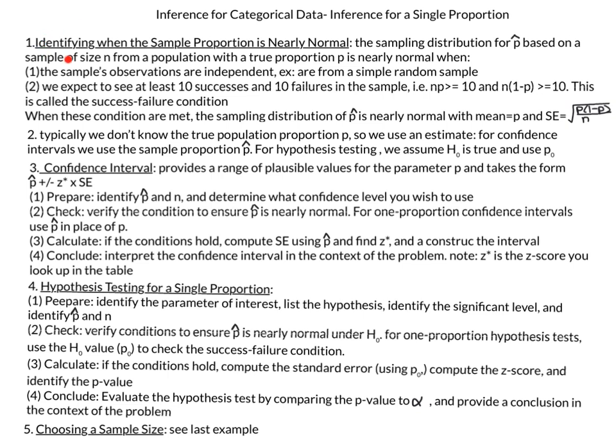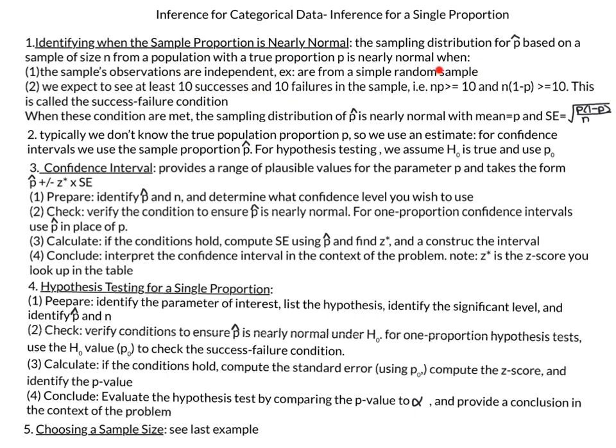We start with identifying when a sample proportion is nearly normal. Before we jump in and start using the normal table, we have to verify some things. The sampling distribution for p hat, based on a sample of size n from a population with true proportion p, is nearly normal when, one, the sample's observations are independent. For example, the simplest way is if you're told the sample is a simple random sample. And two, we need to see at least 10 successes and 10 failures.